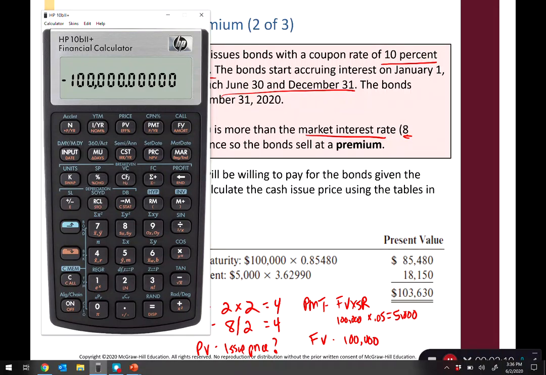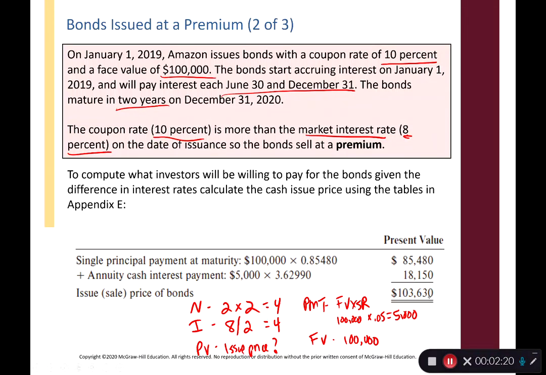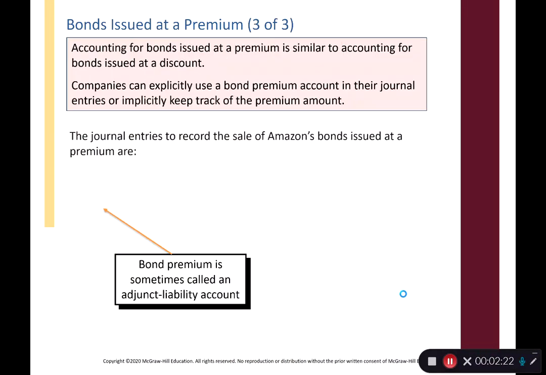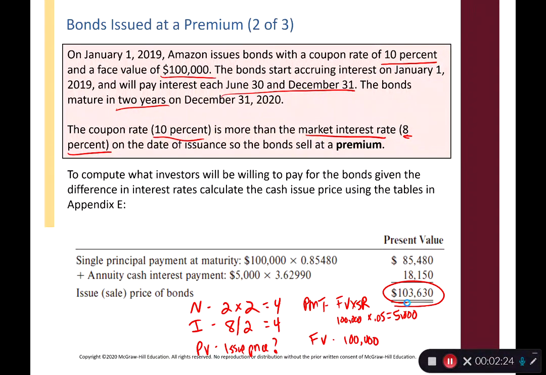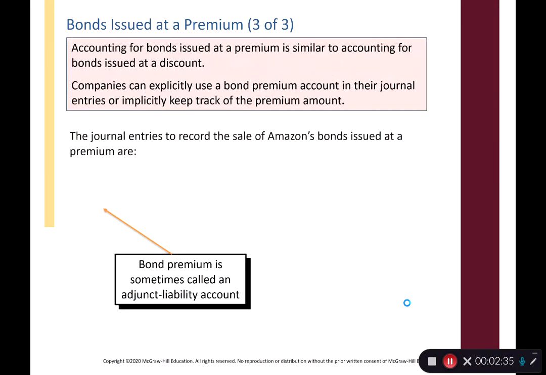Because those are outflows. PV gives me the inflow I get when I sell the bond or borrow the money, which is 103,629.89. Close enough. 103,630 is what they had using the charts. So the premium is the difference between the 100,000 and the 103,630, or in this case, $3,630.